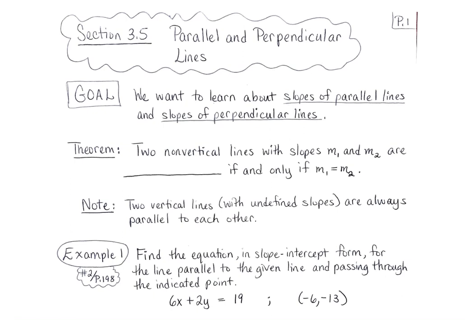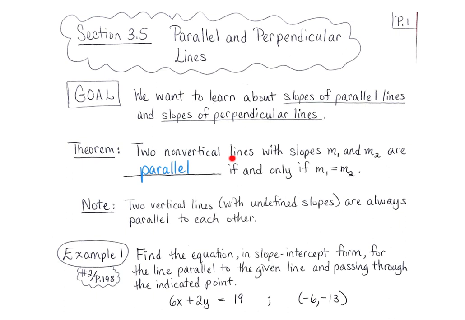Section 3.5 is parallel and perpendicular lines. So the goal in this section is we want to learn about the slopes of parallel lines and the slopes of perpendicular lines, and then we're going to look at graphs of equations still. Okay? So, two non-vertical, they're not vertical, that's important. Two non-vertical lines with slopes M1 and M2 are parallel if and only if M1 equals M2.